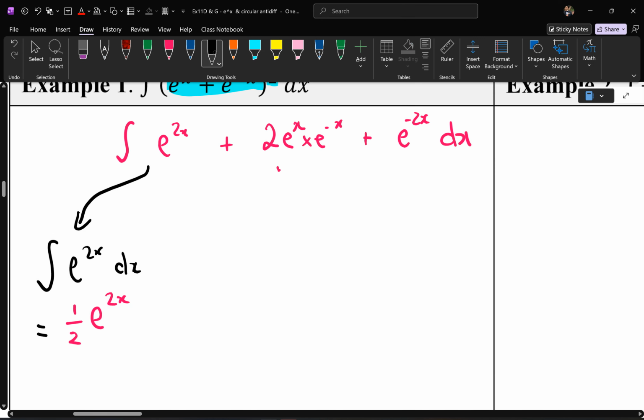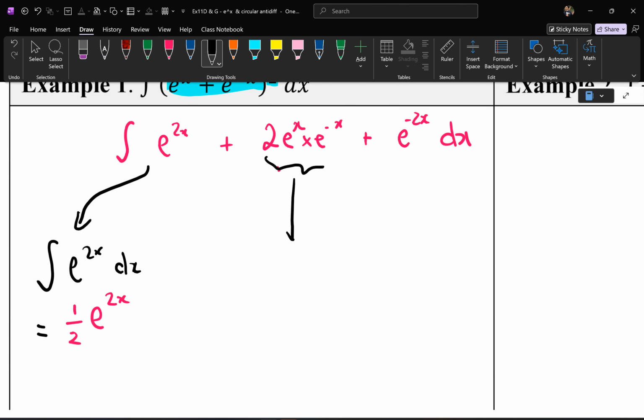If I antiderive now 2, before you do this one, what's 2 e to the x times e to the negative x simplified to? Let's go with Phoenix. What does this simplify to? 2 times e to the x times e to the negative x. What does that simplify to? 2. Yeah, very good. For those who weren't sure, remember when you're multiplying indices, same bases, add the powers. x plus negative x becomes 0, so e to the 0 is 1. That's why 2 times 1 is just 2.